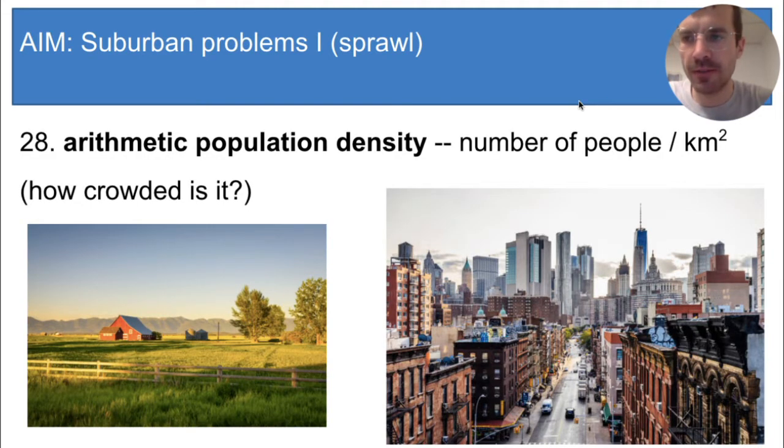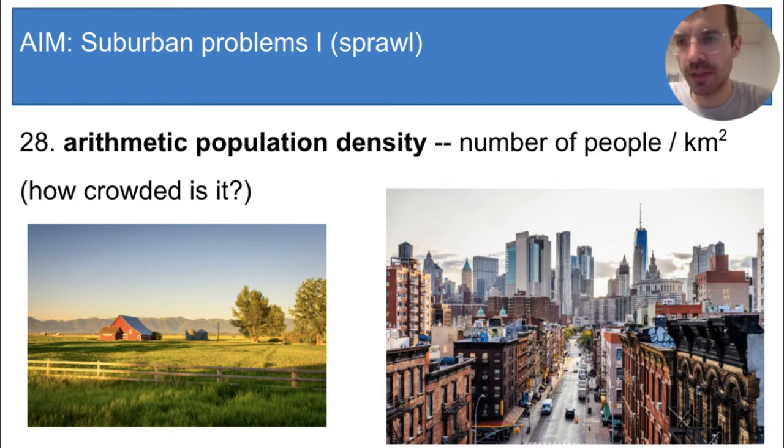Arithmetic density is defined as the number of people per square kilometer. You can think of arithmetic density as a measure of how crowded a place is. Crowded areas like New York City have a high arithmetic density. On the other hand, rural farmland where few people live has a very low arithmetic density.